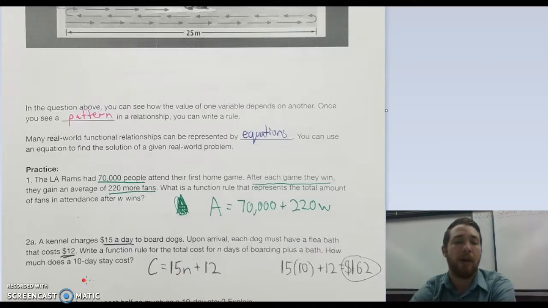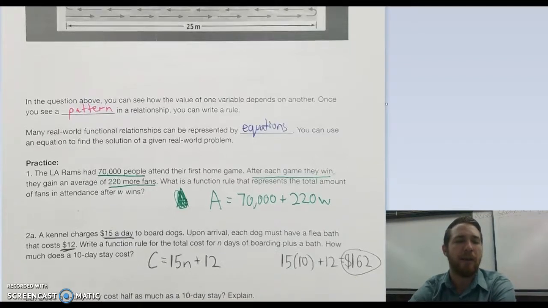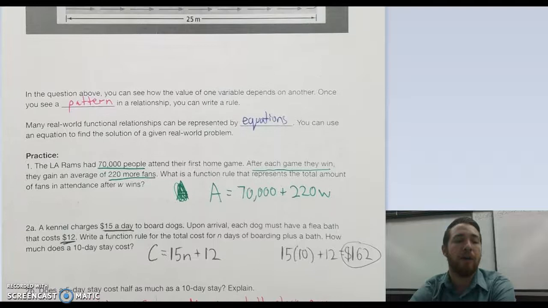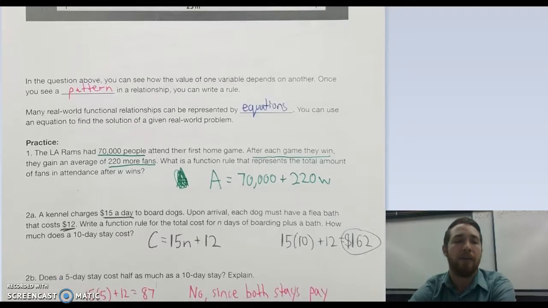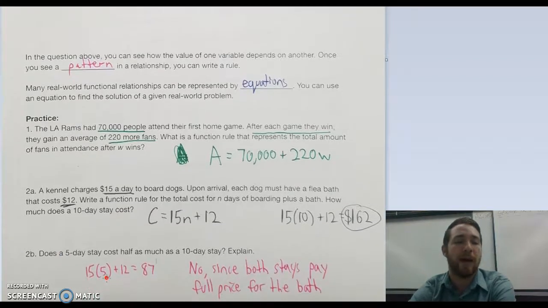So if I want to figure out how much a 10-day stay costs, all I have to do is substitute 10 in this expression. If I substitute 10 in for n, 15 times 10 plus 12 would give us 162 total for that stay. If we try that again, but figure out a 5-day stay instead of a 10-day stay, the only thing that changes is we substitute a 5 instead. So $15 a day times 5 days plus 12 for the bath is 87.